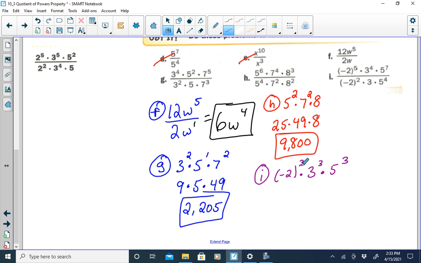Negative 2 to the 3rd, that's going to be negative 2 times negative 2 times negative 2. It's going to be negative 8 times 3 to the 3rd power. That's 3 times 3 is 9 times 3 is 27. And 5 to the 3rd power is 5 times 5 is 25 times 5 is 125. All right, we could use a calculator for that multiplication. So we're going to do negative 8 times 27 times 125. That's going to be negative 27,000.